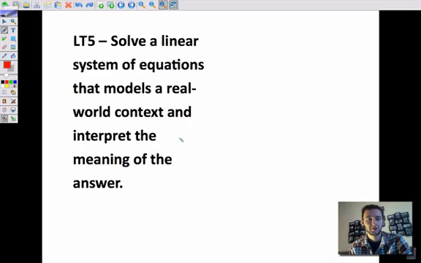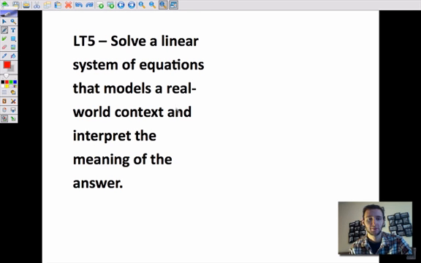All right, in Learning Target 5, the key here is that now we're dealing with real-world contexts and situations. The key for this lesson, and what I want you to focus on, is how to take a real-world context and write two equations that model it. Once you've got those two equations, we've worked on how to solve it in previous learning targets, and then we'll interpret what that answer means.